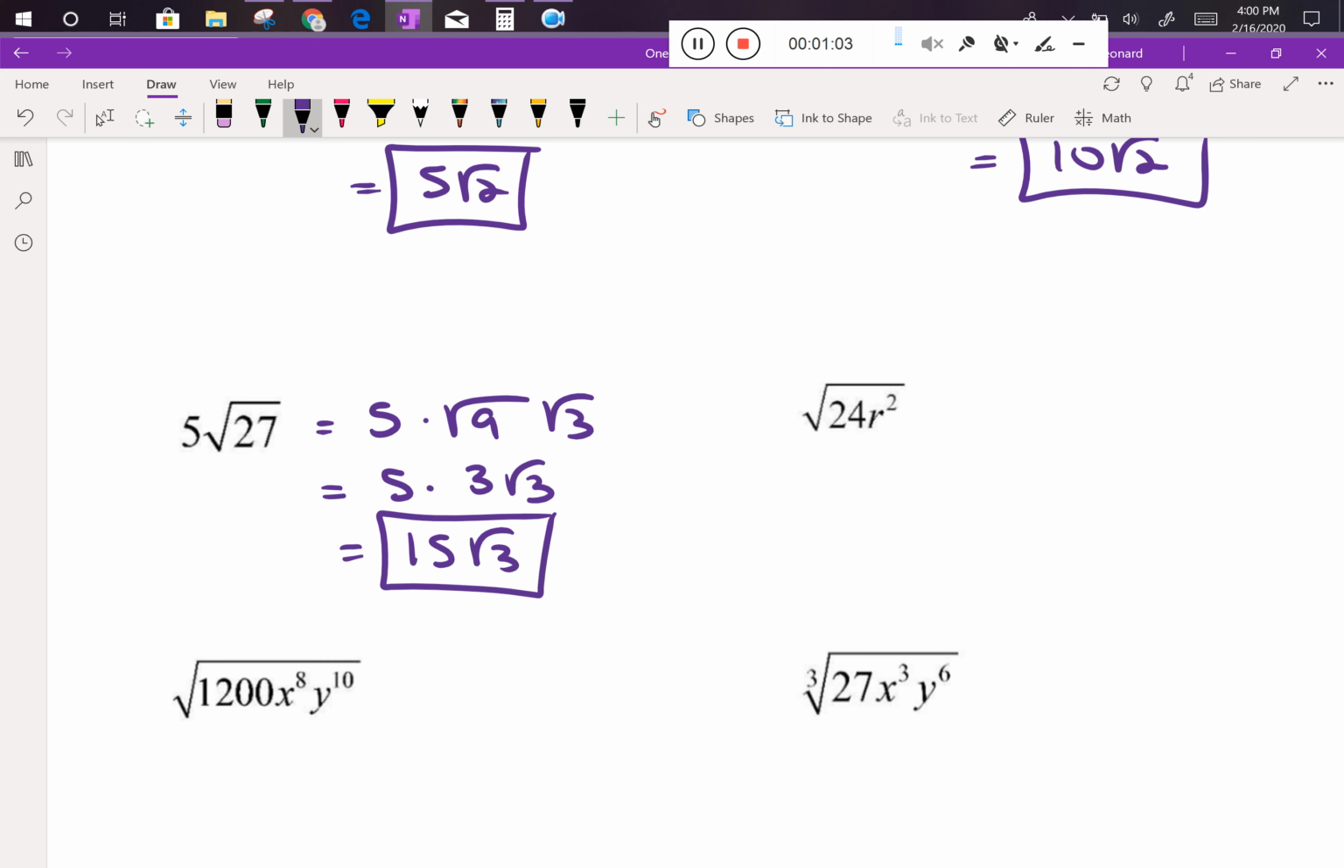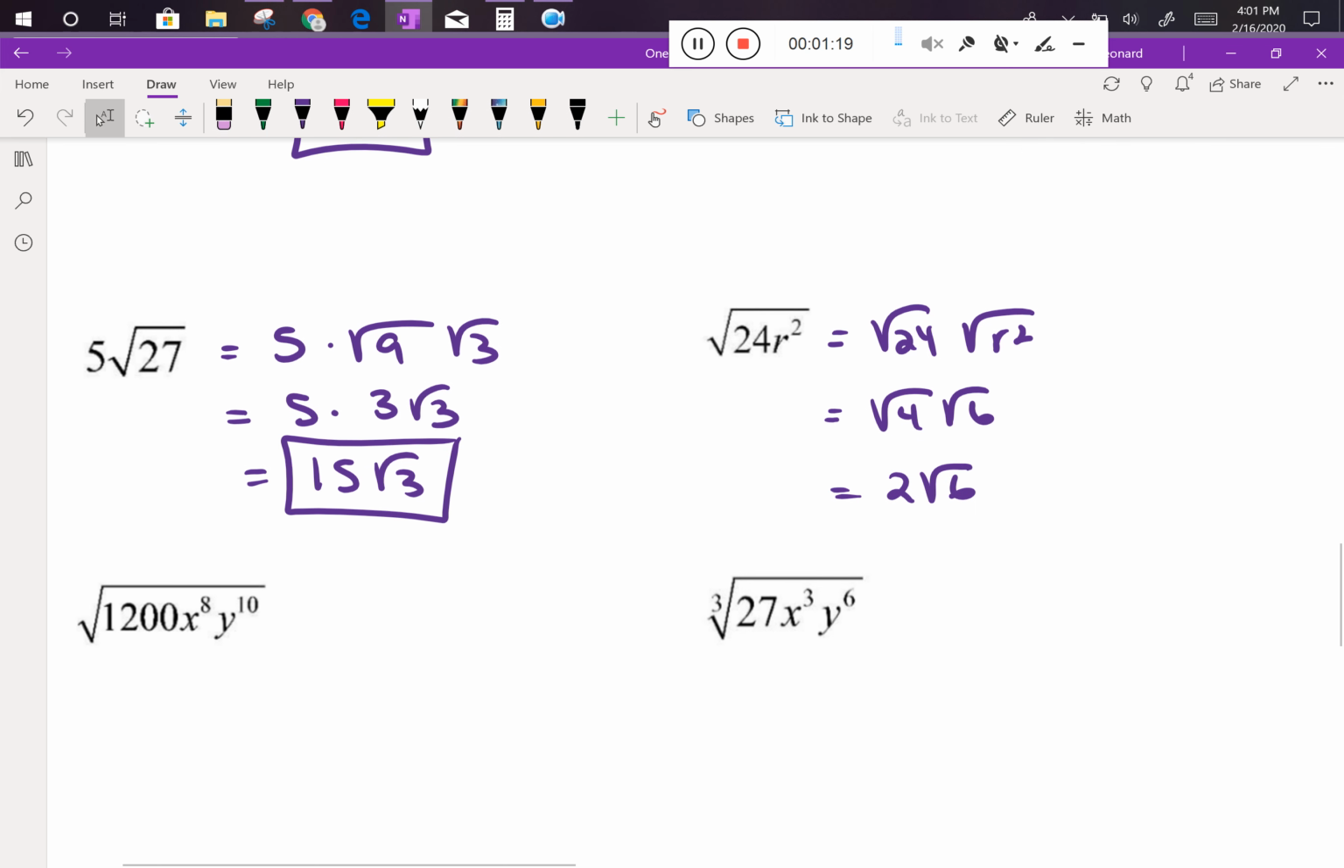Here we're going to split numbers from variables. So the square root of 24 and the square root of r squared we'll kind of handle separately. The square root of 24 is the square root of 4 times the square root of 6, or 2 root 6. R squared, when I take the square root, that's r to the 2 divided by 2, or just r.